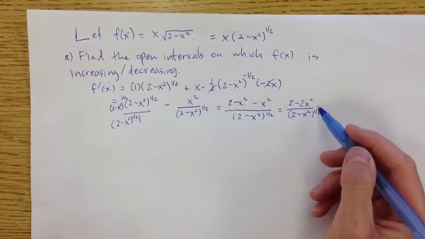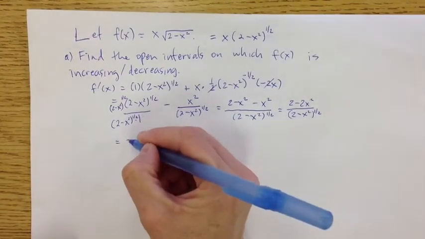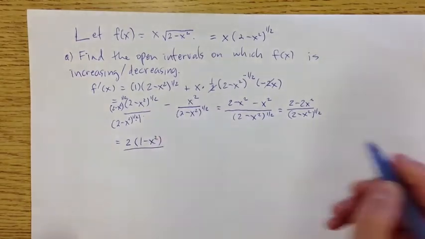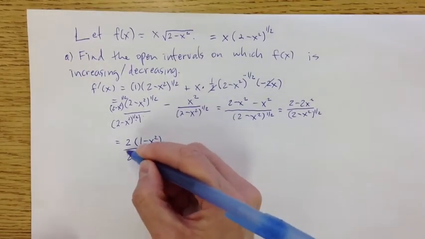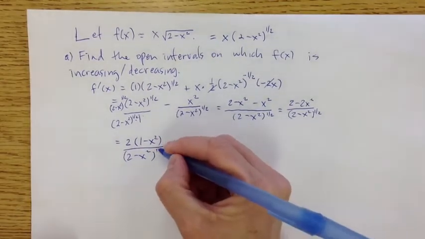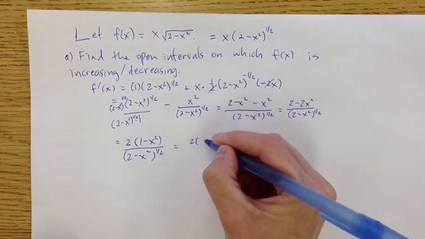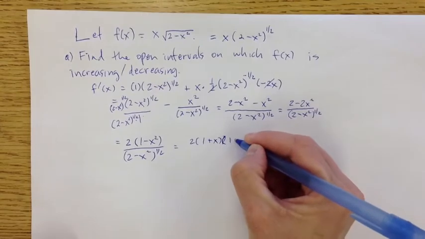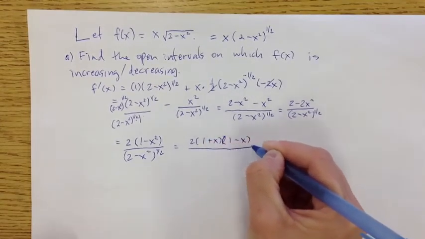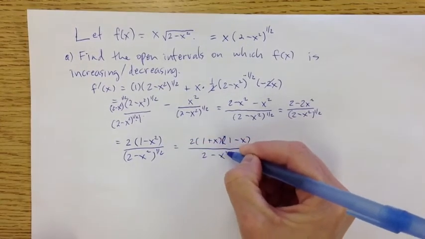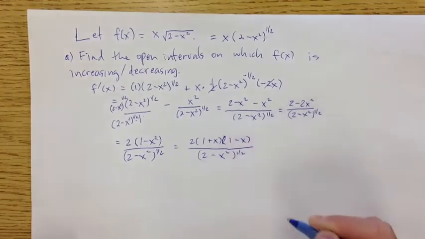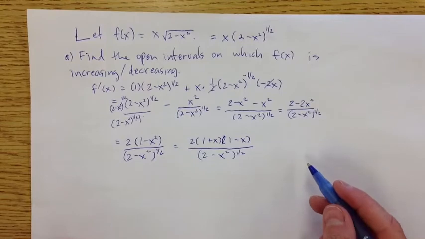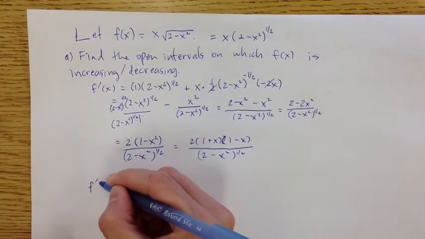On this numerator we can take out a 2, so that's 2 times 1 minus x squared, divided by 2 minus x squared to the 1/2. So that's 2 times 1 plus x times 1 minus x, all divided by 2 minus x squared to the 1/2. Okay, so now we're ready to make a sign chart for f prime of x.